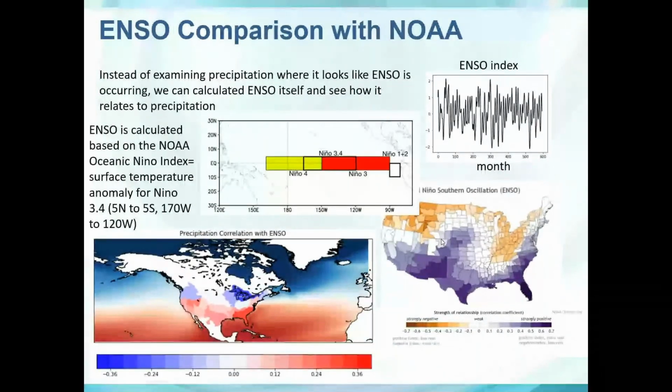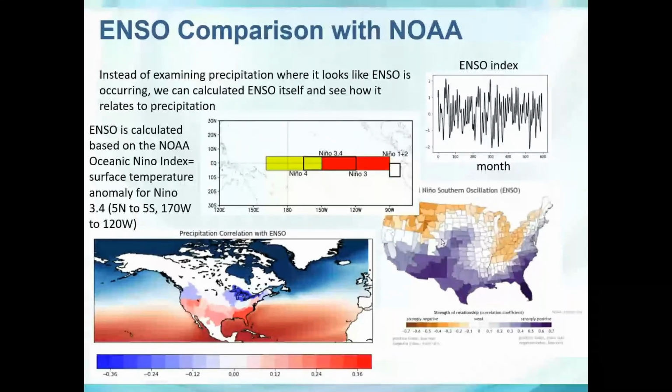So the previous slide was just looking at the sea surface temperature variability at one point. So what we did next was took it a step further and calculated ENSO itself. ENSO is calculated based on the NOAA Oceanic Nino Index, which is the surface temperature anomaly at Nino 3.4, which is in this box in the center.